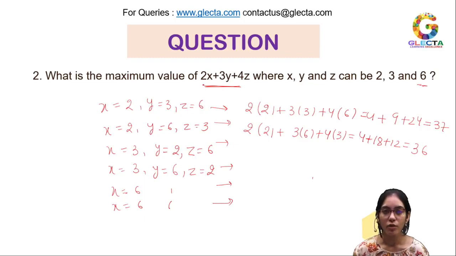Multiplying it with which number will give the highest number? If we multiply 6 with 2, it will be 12, with 3, 18, and with 4 it is 24. So we get the maximum number when 6 is multiplied by 4.